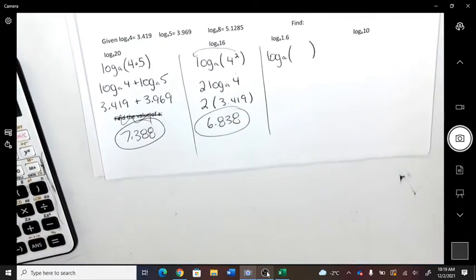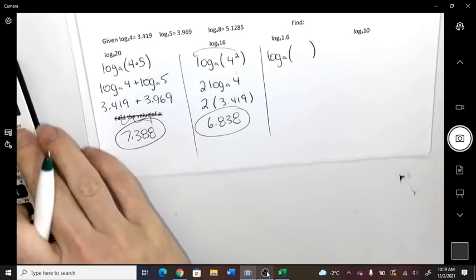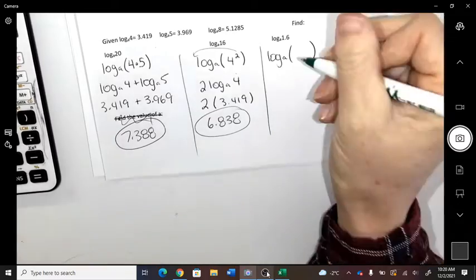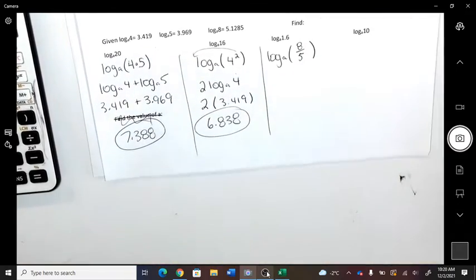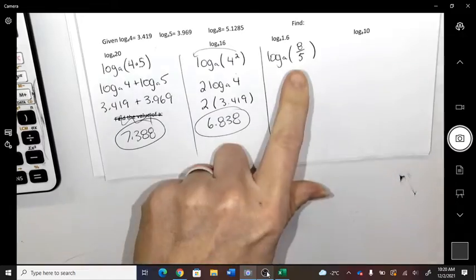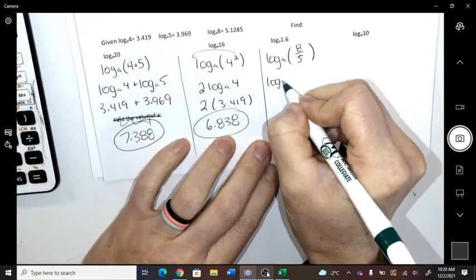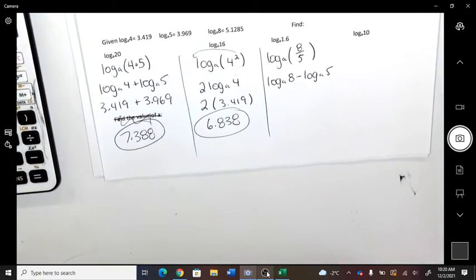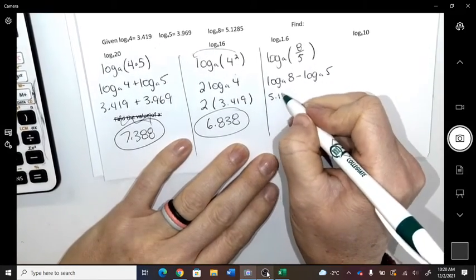You have to come up with a combo to get a 1.6 using a 4, a 5, or an 8. Anybody think of something? 8 divided by 5, yep, that would work. 8 divided by 5 is 1.6. So what can you do with the rules? If something is connected with division, then I'm going to split them apart and subtract them. Okay, and then we just fill in our numbers here.